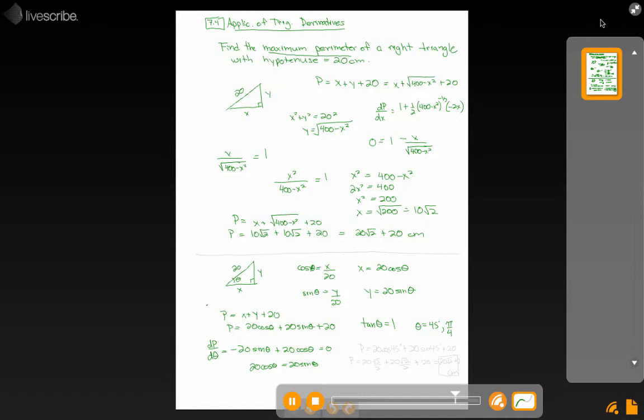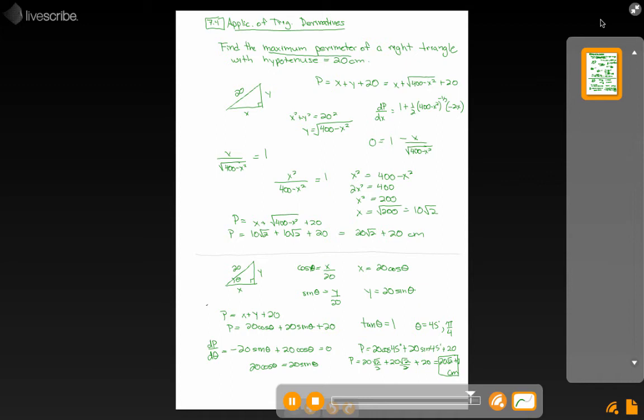So if that's the case, I can go back here and say, well, my perimeter equals 20 times cos of 45 degrees plus 20 times sine of 45 degrees plus 20. Now, these are 20 times root 2 over 2 plus 20 root 2 over 2 plus 20. And it ends up giving you, not surprisingly, I hope, the exact same answer as what we had up above. 20 root 2 plus 20 centimeters is the biggest perimeter you can make out of a right triangle that has hypotenuse of 20.